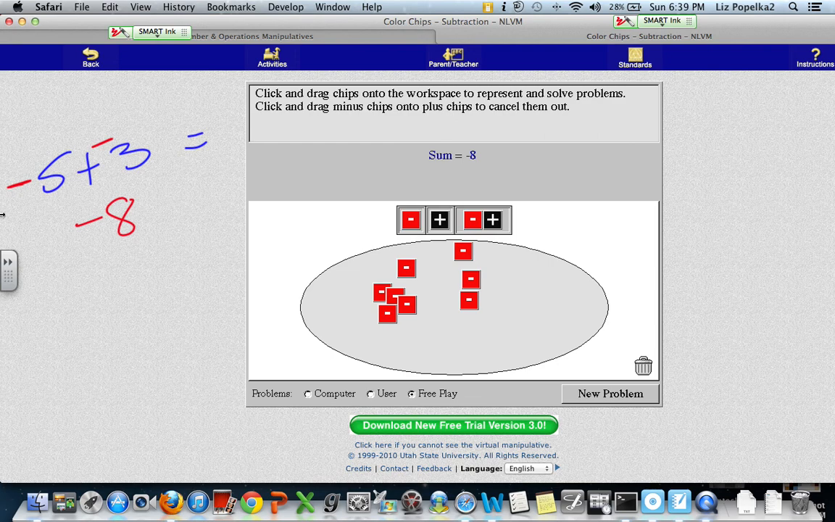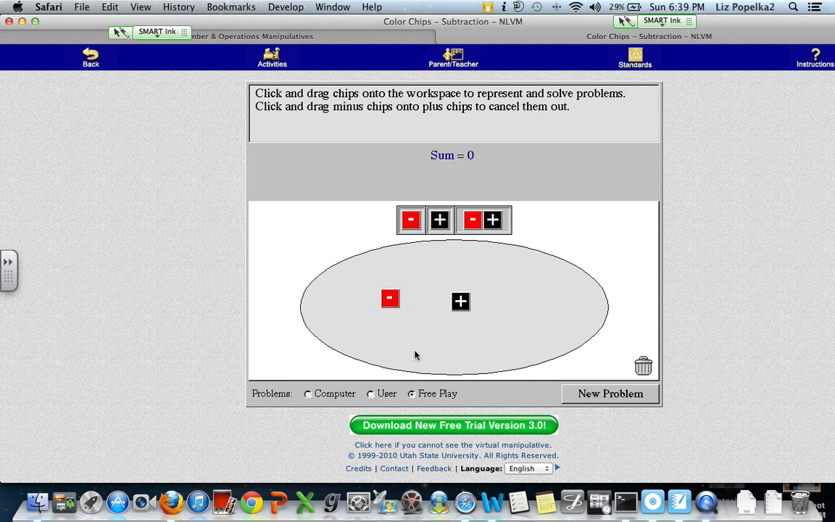A real life example you could think of: remember when you owe somebody money, that's a negative. So let's say you owe me $5, then you owe your best friend $3. Well, you're in the hole a total of $8. So, easy breezy. If they're the same sign, you just add them together and keep that same sign. What if they're not the same sign, though?